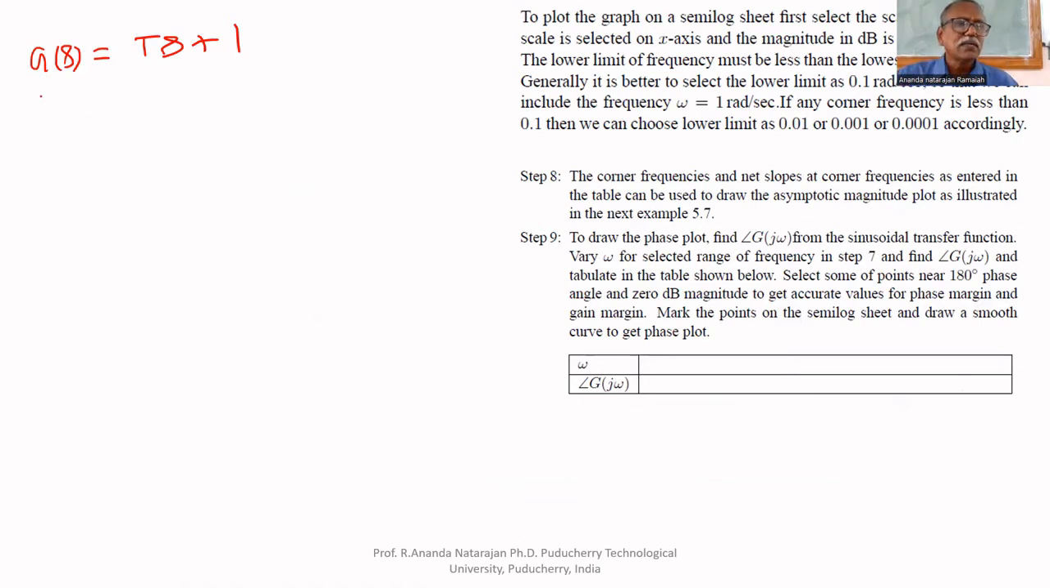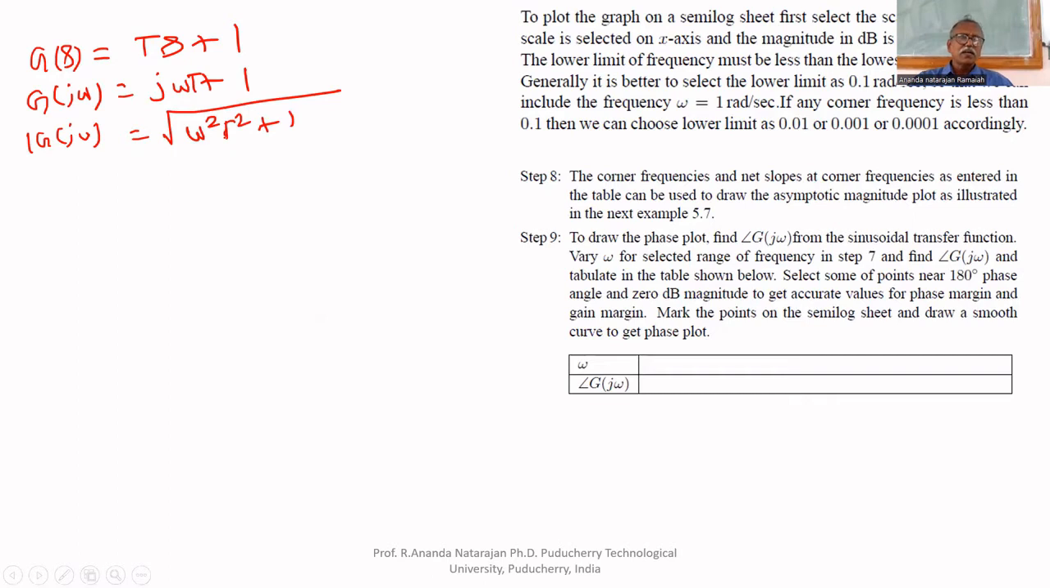What will you get? G of j omega equal to j omega tau plus 1. Therefore, modulus of G of j omega equal to square root of omega square tau square plus 1. Up to corner frequency. What is corner frequency? Omega equal to 1 by tau. If you substitute omega equal to 1 by tau, it becomes 1.